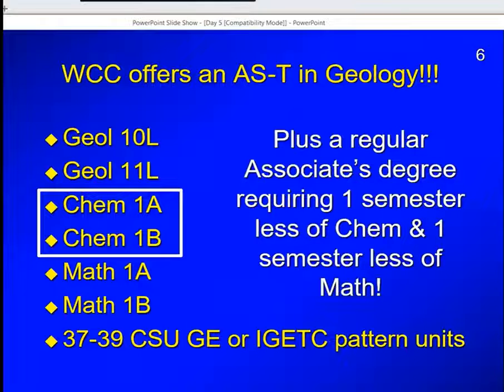And the reason for this is that if you want to transfer to Sac State, Sac State doesn't require a year of chemistry. It doesn't require a year of math. It just requires one semester of each. So if you were a little turned off with the idea of becoming a geology major because you're not really into chemistry or math, if you do go to Sac State, there is a lesser chemistry and math requirement. Most other colleges do require more chemistry and more math.